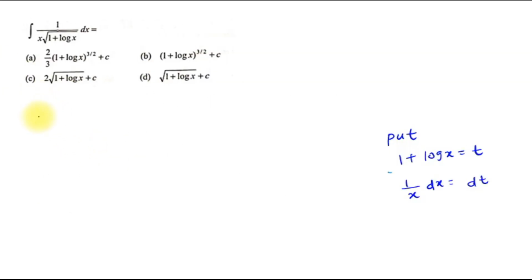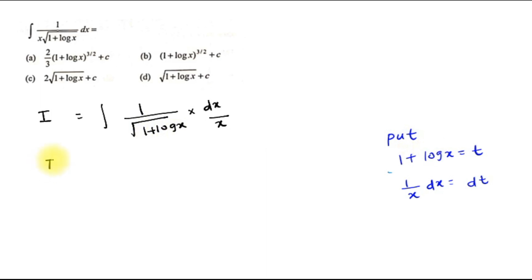Hello dear student, this is your question. In this question we can write the given integration as I is equal to the integration of 1 over under root 1 plus log x into dx over x, right? So if we here put 1 plus log x is equal to t, then we get differentiation of 1 is equal to 0 plus differentiation of log x is equal to 1 over x dx, and differentiation of t is dt. So here we get 1 over x dx is equal to dt, and under root 1 plus log x is equal to root t.